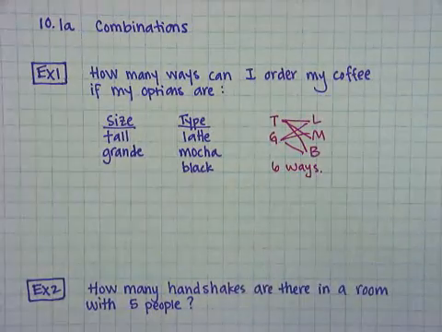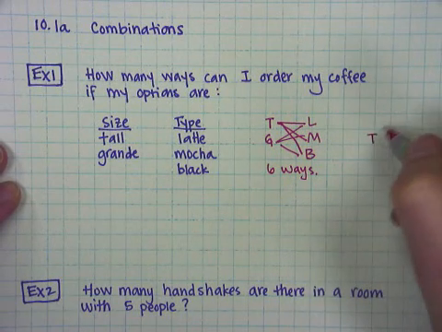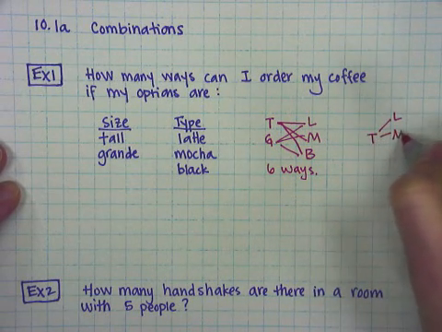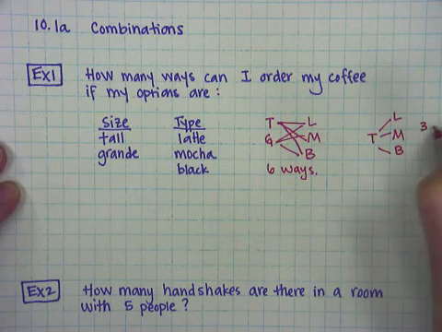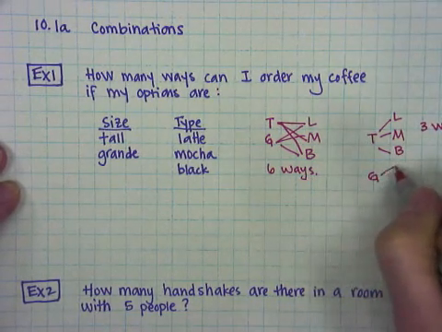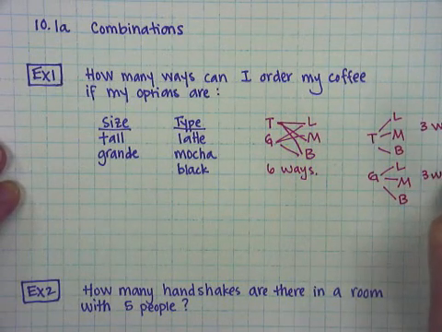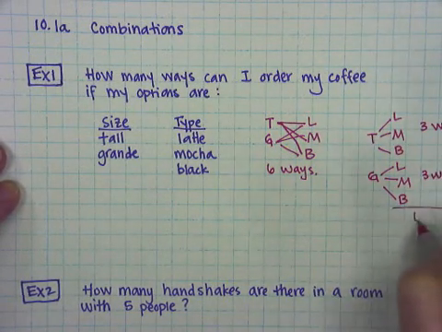Another quick diagram is a tree diagram. So you could say, well, I could order a tall coffee and then get a latte, a mocha, or a black coffee. So there's 3 ways there. Or I could get a grande coffee with a latte, a mocha, or black. So there's 3 more ways. And together, 3 plus 3 would be 6 ways total.